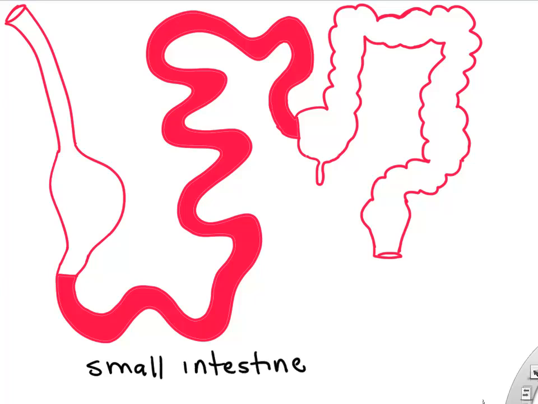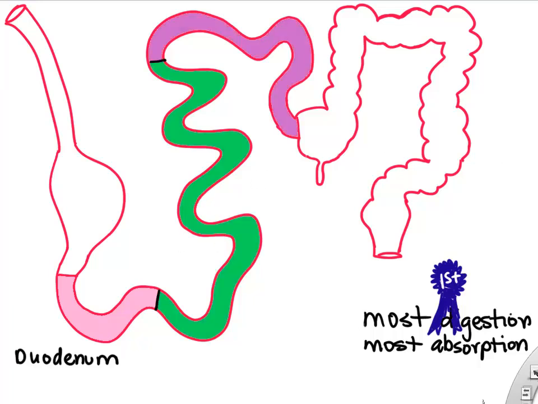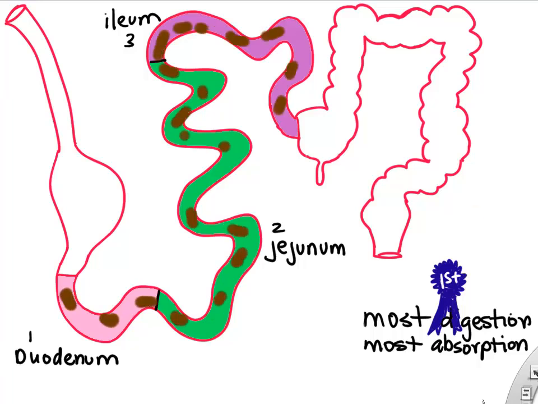So once we're in the small intestine, we're into those portions we just learned earlier. Most of digestion and absorption occurs in the small intestine. The first part is called the duodenum, the second portion is the jejunum, and the final portion is the ileum. Again, this is where most digestion and absorption of all our food and nutrients occurs, whether it's water or protein or fat.